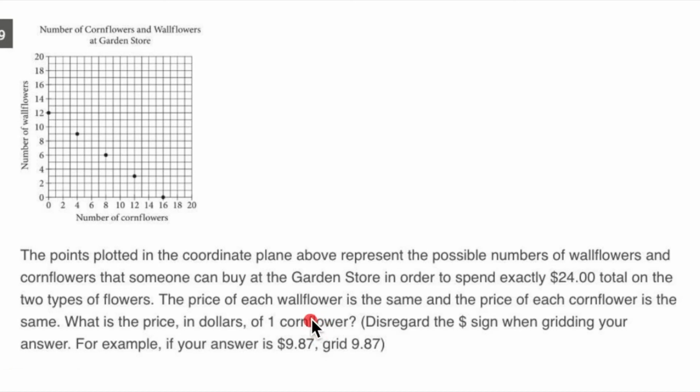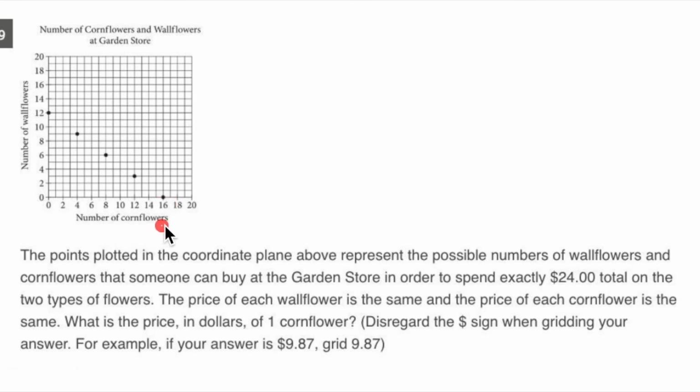But here I'm going to make 2 different equations. Well, you don't even need 2 equations. But here we can see the combinations: if you bought 0 cornflowers and 12 wallflowers, it would add up to $24. So we can already see the wallflowers are going to be $2. They want to know the price of 1 cornflower. Also, if you had 4 cornflowers and 9 wallflowers, it would add up to $24. So we have all these combinations. Any combination on this line is going to add up to $24.